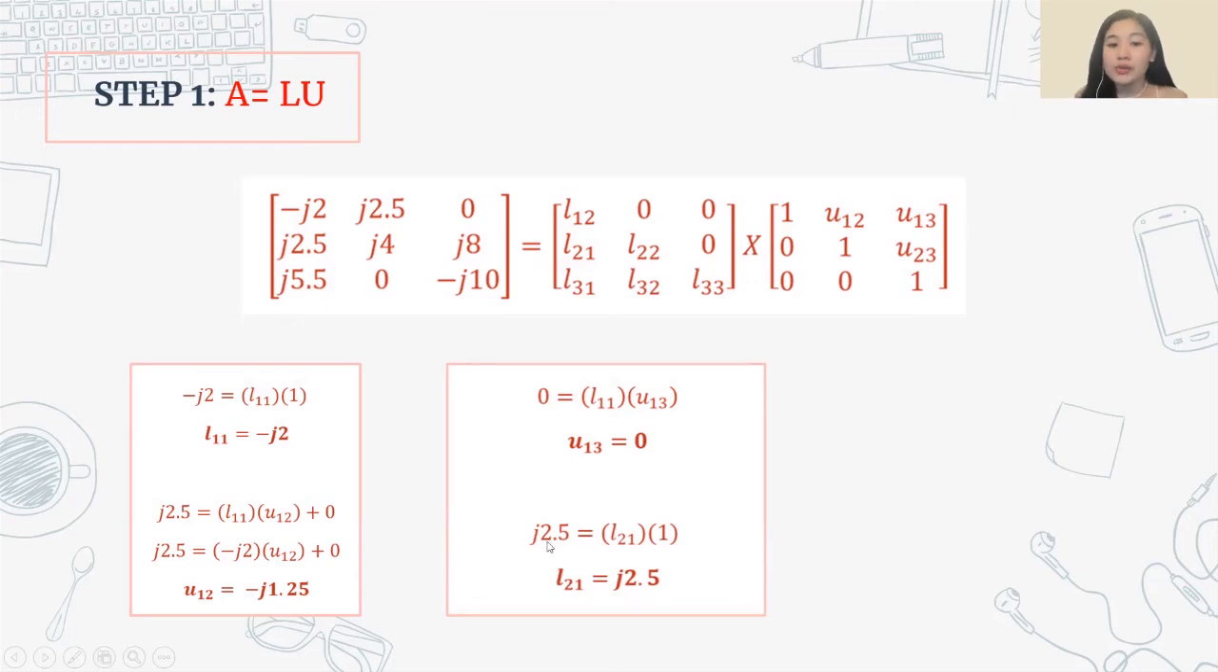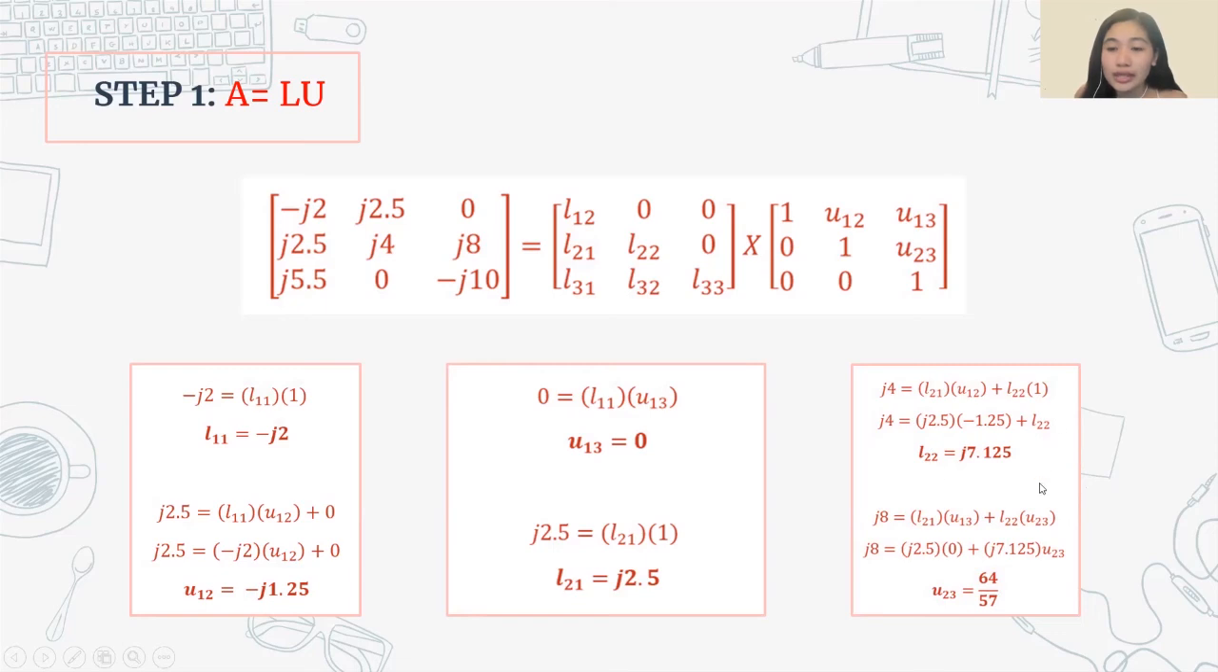Next stop. Our J2.5 equals L21 times 1, wherein we are going to solve for the value of L21. So, this is the row of our L21. And sabi nga natin, nagre-reflect ito sa kabilang matrix, which is J2.5. Kaya J2.5 to equivalent to L21 times our 1. So, it is equivalent to our value na J2.5.